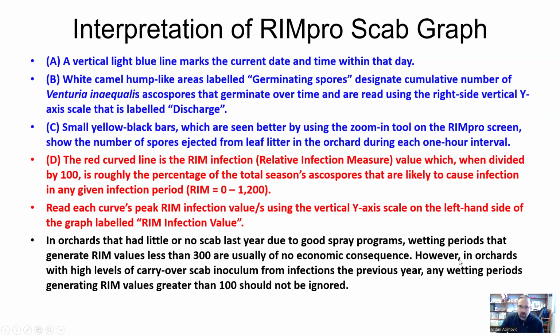However, if you had any scab, any small amount or even a larger amount, meaning that the ascospore dose you carry over into the next season is higher, you would have to apply fungicides for any wetting periods that generate a RIM value greater than 100, because you have a much higher ascospore dose. That is something we have done before, and it works pretty well.